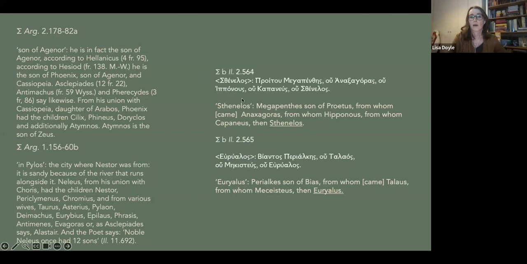And essentially what the commentator does, he takes the name that's mentioned in the poem, Sthenelus and Euryalus here, and then he works backwards and he goes through the male ancestry until he arrives at Sthenelus. So we start from Megapenthes, son of Proteus, from whom came Anaxagoras, from whom came Hipponus, from whom came Capaneus, and then from whom came Sthenelus. And the same thing happens there in the second example.